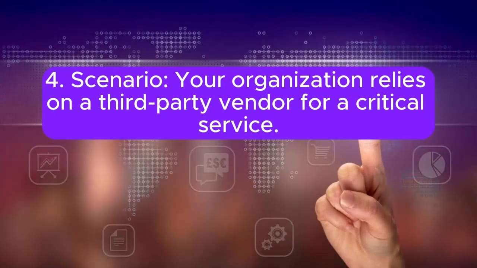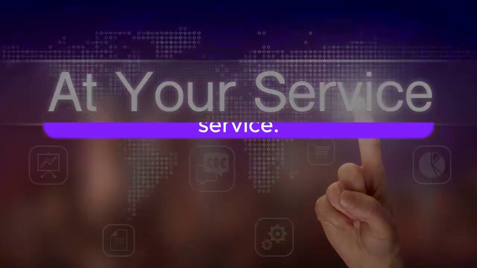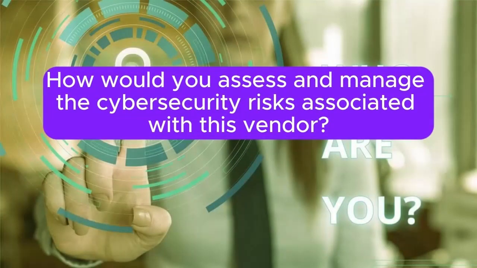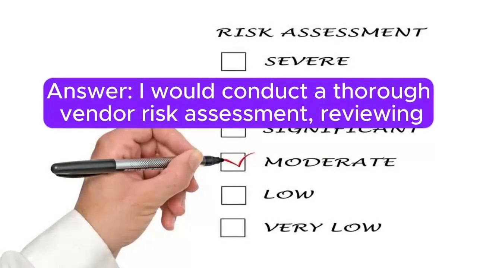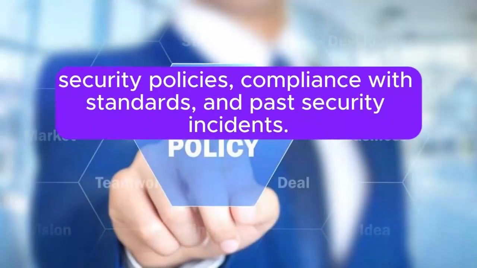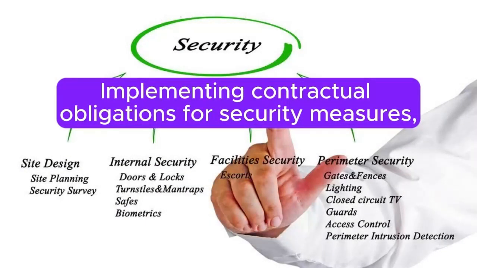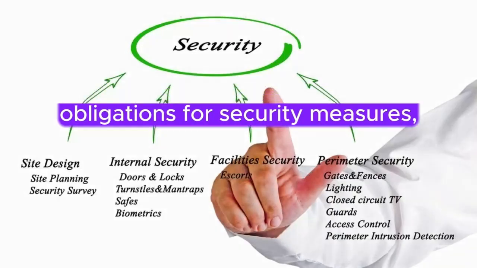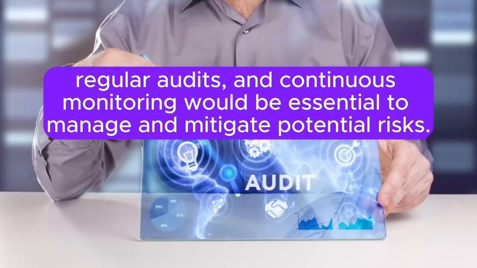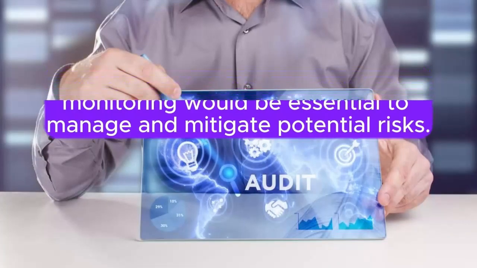4. Scenario: your organization relies on a third-party vendor for a critical service. How would you assess and manage the cybersecurity risks associated with this vendor? Answer: I would conduct a thorough vendor risk assessment, reviewing security policies, compliance with standards, and past security incidents. Implementing contractual obligations for security measures. Regular audits and continuous monitoring would be essential to manage and mitigate potential risks.